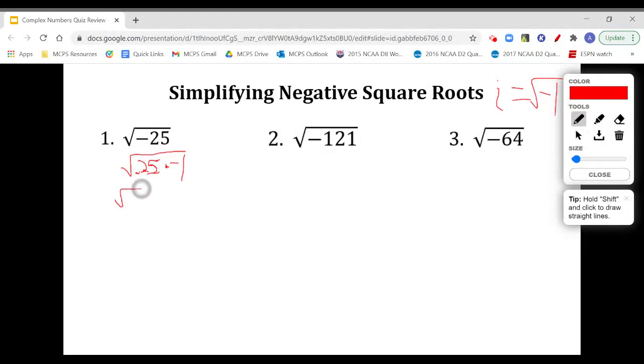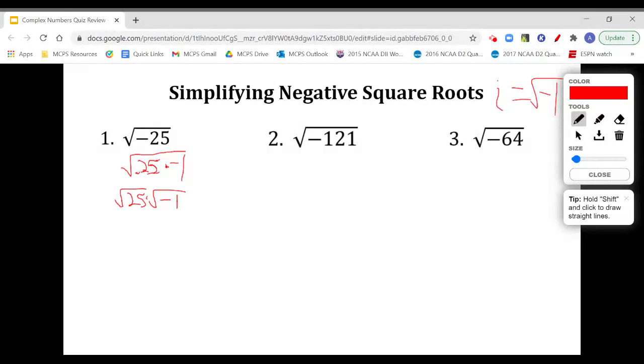And now I'm going to go even further, and I'm going to separate this into two separate radicals. You don't necessarily need to write this, but sometimes it helps us to see this visually, okay? And once I break it up into two separate radicals like this, it makes it easier to simplify because I have two pieces. The first piece is the square root of 25.